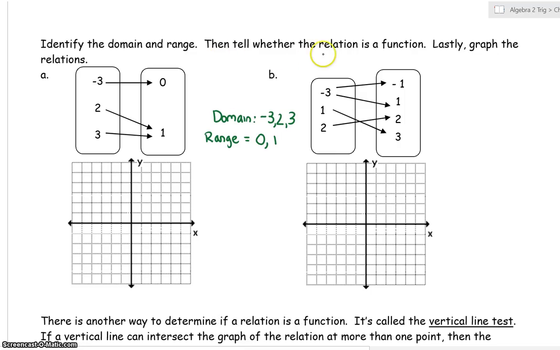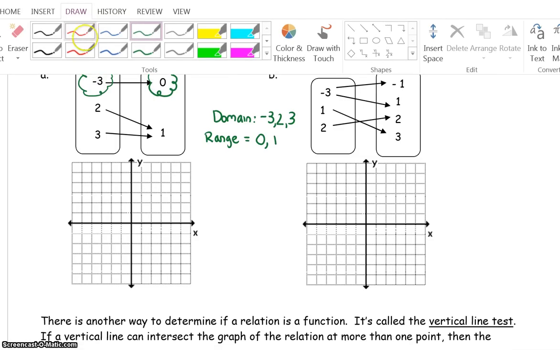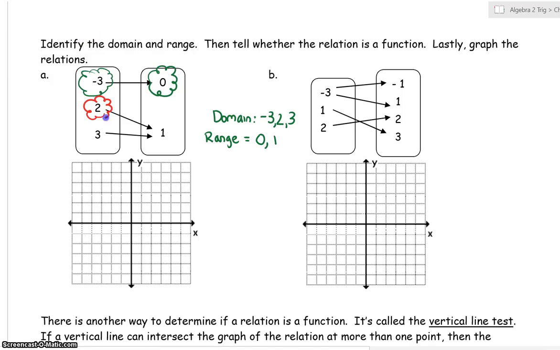It says, then tell whether the relation is a function. Okay, so what we're looking for is: is there one input and one output? So here's how I think about it. If I were to ask you for negative 3, who is negative 3 paired up with? You would only say 0. And if I were to ask you, who is 2 paired up with? You would give me the answer 1. And then if I were to ask you who is 3 paired up with, you would also give me the answer 1. Notice that for every one number I gave, you gave me one number as well. Therefore, it is a function.